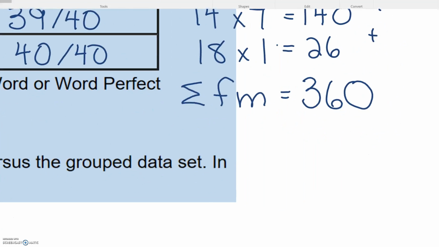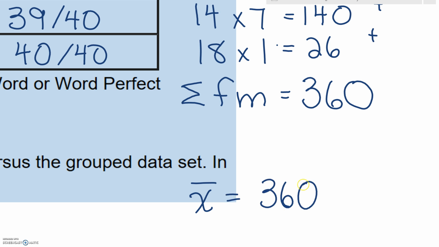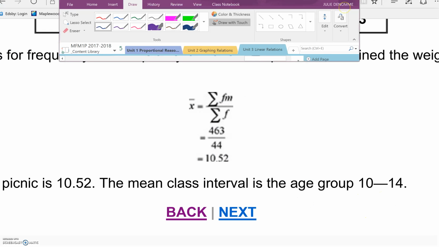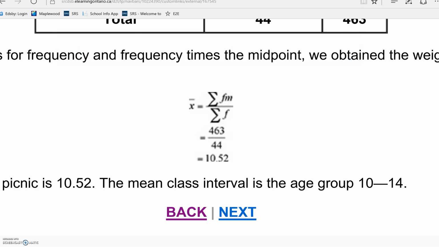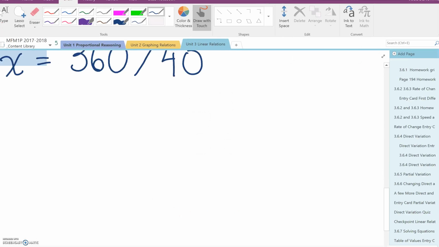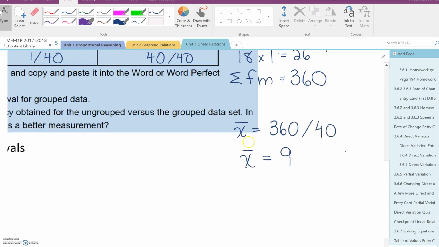Yeah. Okay, so now we're just going to go back and write the formula. I'm going to write it on the side here. So it's 360 divided by 40. Which is what? Oh my gosh. Oops. 9. It is 9. So we have x bar equals 9. So that is the mean of the grouped data.